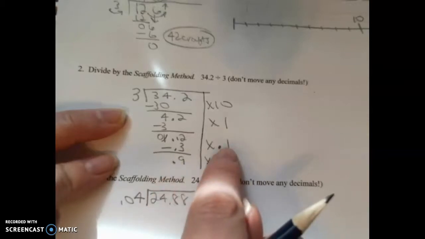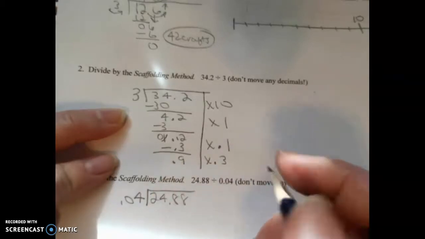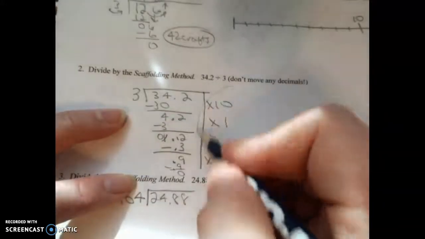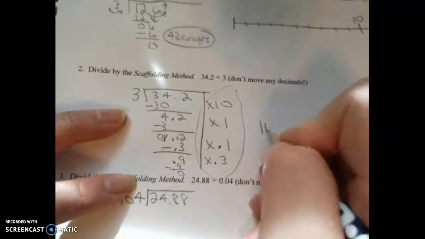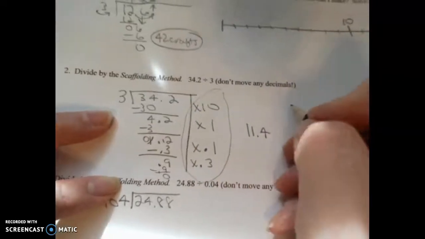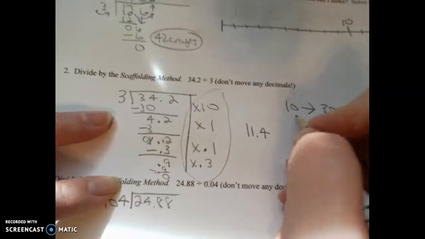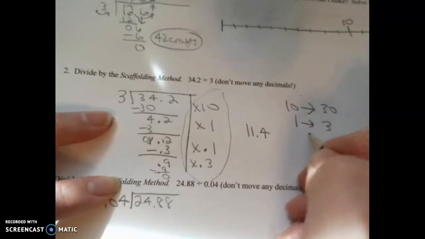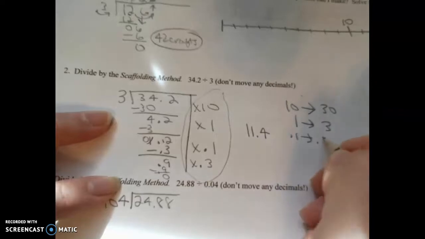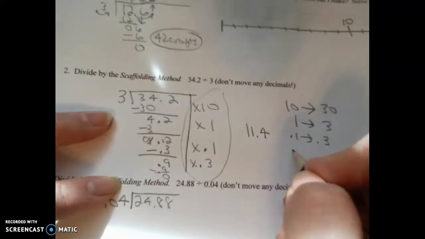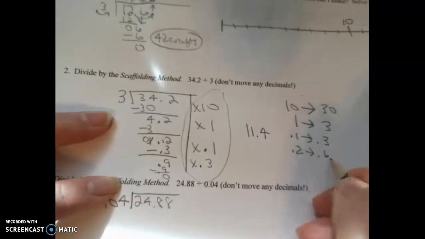Or they might do this again, hard to know. All right, so 0.3 would subtract 0.9 and you'd have 0 left. Okay, so then over here, what do I get? I get 11.4. And again, if it helps you, you could say, well, times 10 would give me 30. Times 1 is going to subtract 3. 0.1 would subtract 0.3. And then you could double that. 0.2 would subtract 0.6. 0.3 would subtract 0.9.